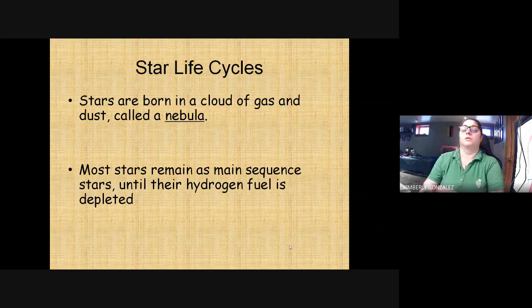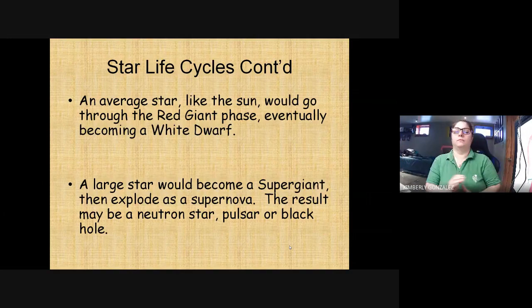All right. So most of the stars are going to remain in that main sequence until all of their hydrogen has been completely changed to helium or gone away or changed to something else. Once that happens, depending on its size, they will either become a white dwarf or a neutron star, pulsar, or black hole. So it depends on which way they're going.